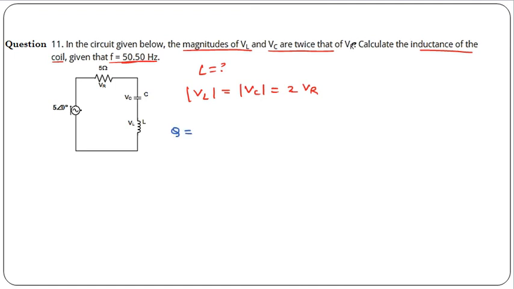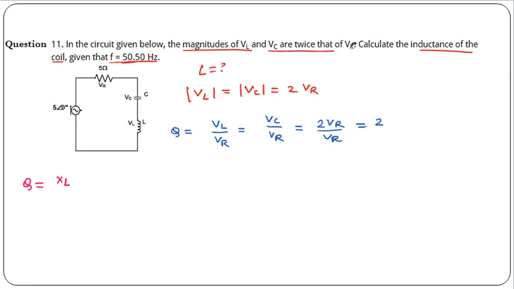So we know that the quality factor is given by the voltage across the inductor divided by the voltage across the resistance, and it is also equal to VC by VR. Okay, so the voltage across the inductor is equal to 2VR by VR. So from here we are getting the value of the quality factor as 2. Okay, then we can use this quality factor value.